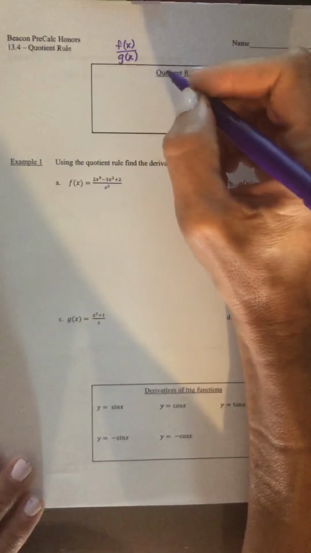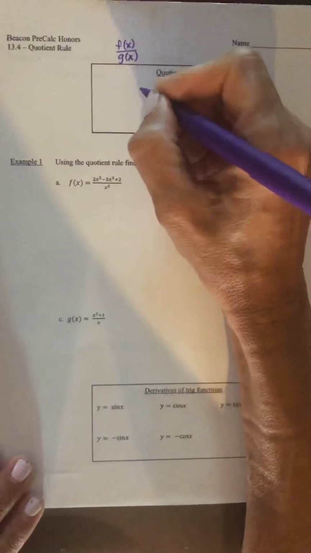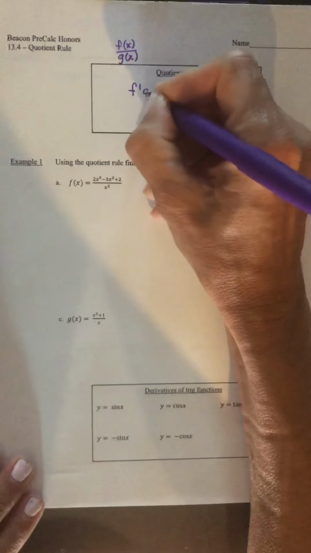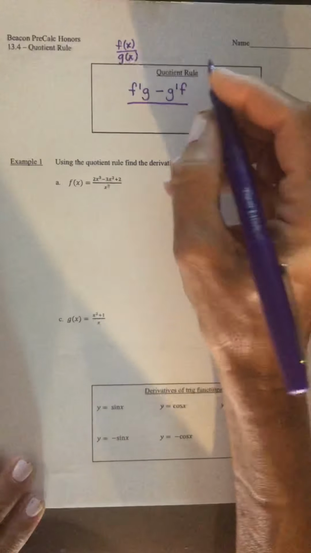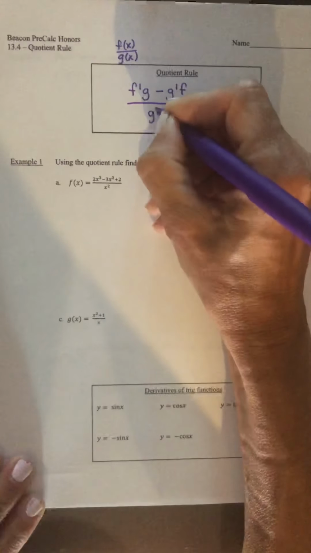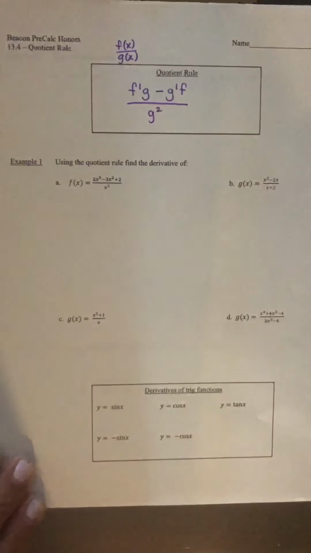And the rule is, I'm going to write it out. I'm going to keep out the x's to keep it simple. But it kind of goes like the product rule. The quotient rule goes: the derivative of the first times the second minus the derivative of the second times the first, all over the second squared. I know that's weird, right?